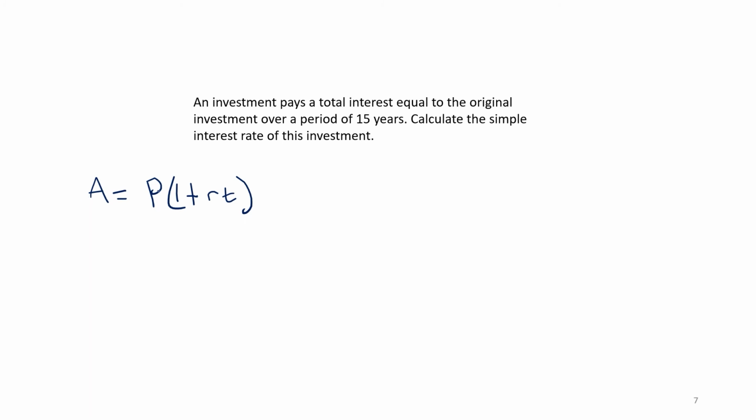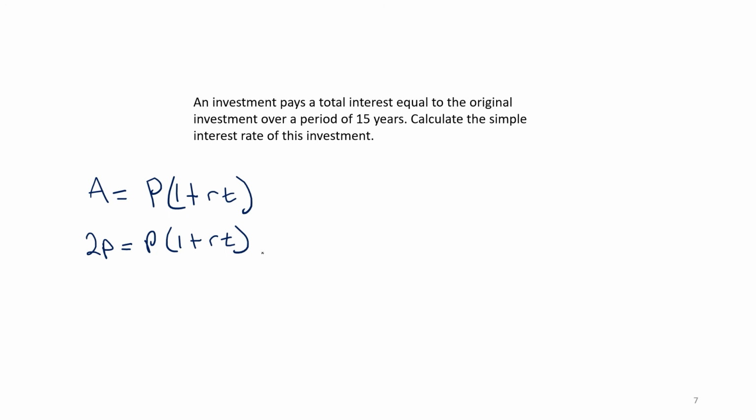Our final value is going to be twice what we put in originally. And then we can use that to get only one variable in this equation. You have to be able to do that to complete the problem. And then we can fill in what we know and solve.